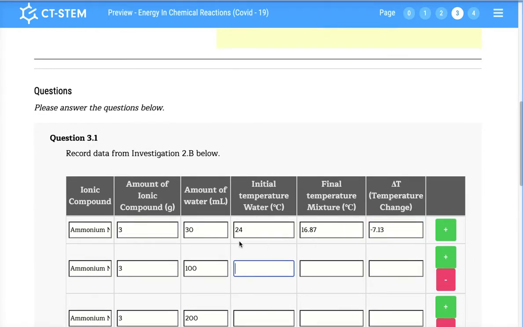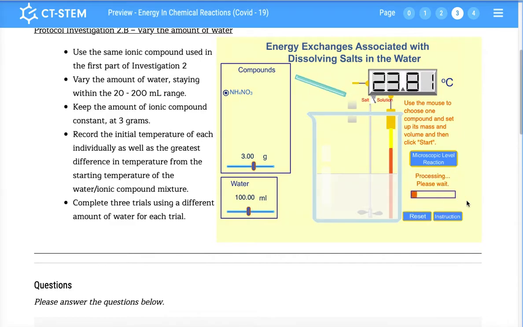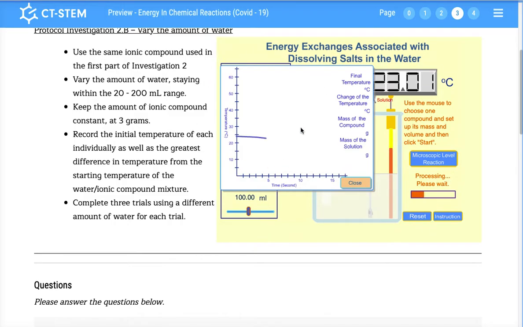So then for my next trial, I'm going to have 3 grams of ionic compound and 100 grams of water. Okay, so I click reset. I need to reselect my ammonium nitrate. I'm going to set this to 100 and then start. And again, I'm just looking at this graph for things to stabilize. You can also look over here at the processing when this is done.